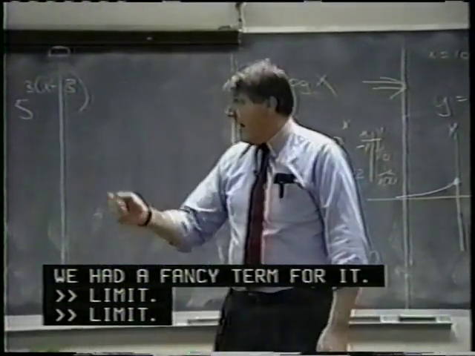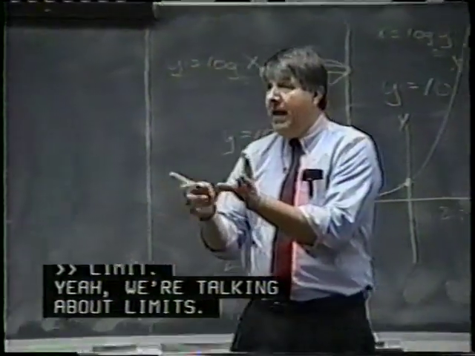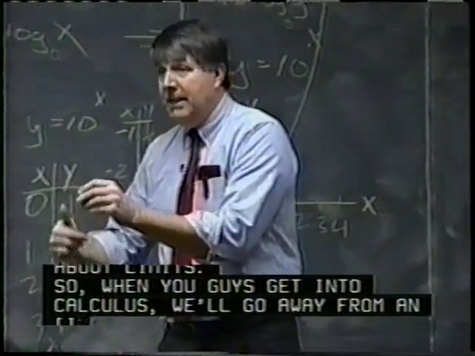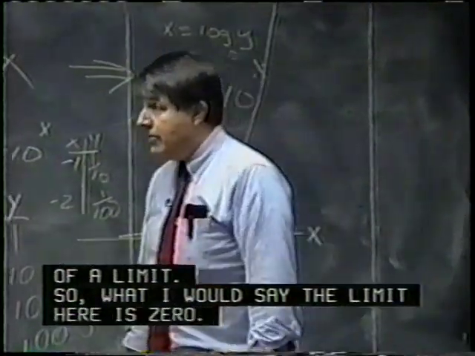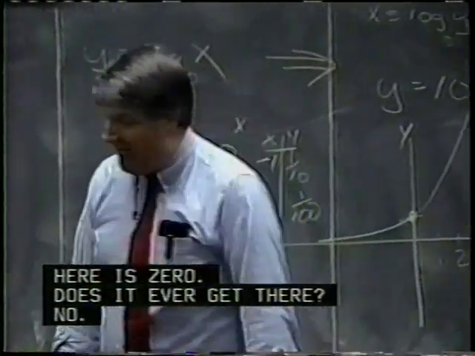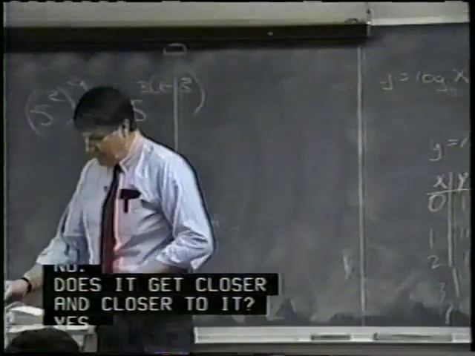So when you guys get into the calculus, we'll go away from an asymptote and we'll start thinking about limits and what a limit is. And this is a nice picture of a limit. So what I would say, the limit here is 0. Does it ever get there? No. Does it get closer and closer to it? Yes. Go ahead.